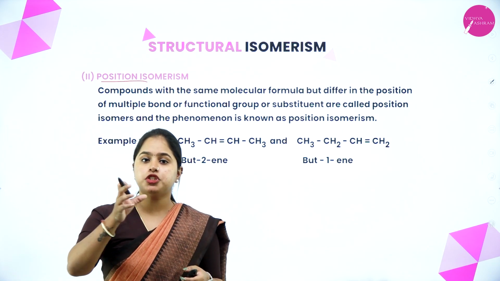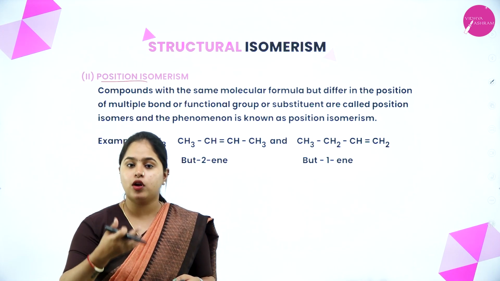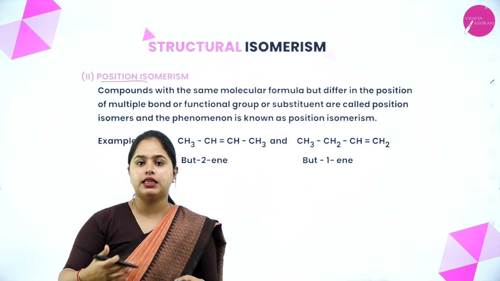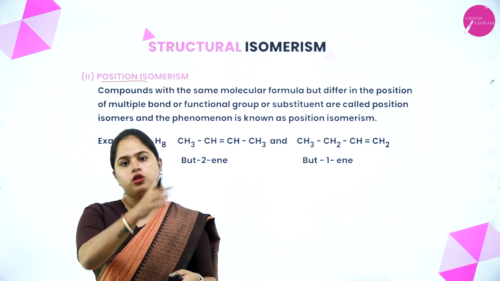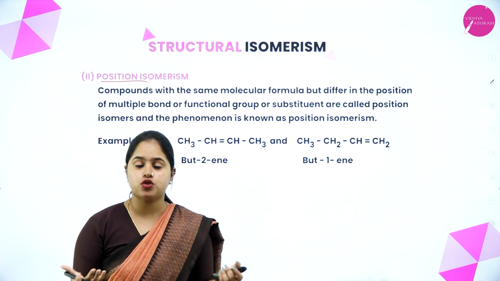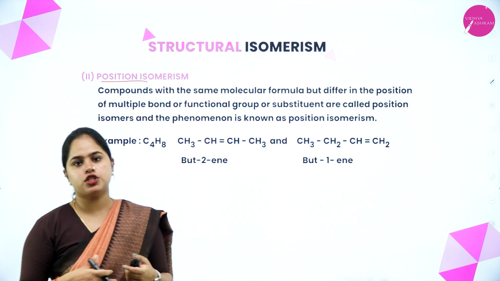Okay, so the position of the functional group, yes, it can be a functional group. It can be your alkene, alkyne, the double or triple bonds. It can be the methyl, ethyl, that is the alkyl groups also. The position varies. You get 2 different compounds. Now, those 2 are called as the position isomers, and the phenomena is called as position isomerism.